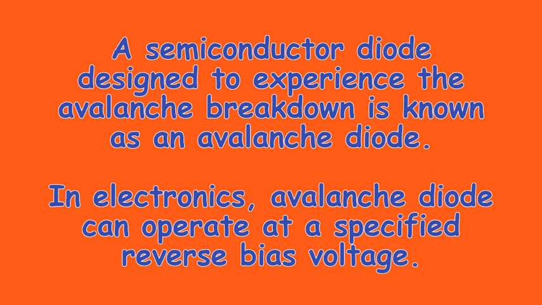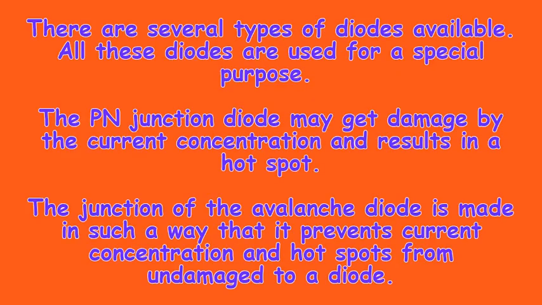A semiconductor diode that is designed to experience avalanche breakdown is known as an avalanche diode. In power electronics, the avalanche diode can operate at a specified reverse bias voltage. There are several types of diodes used in electrical engineering. All these diodes are used for a special purpose.